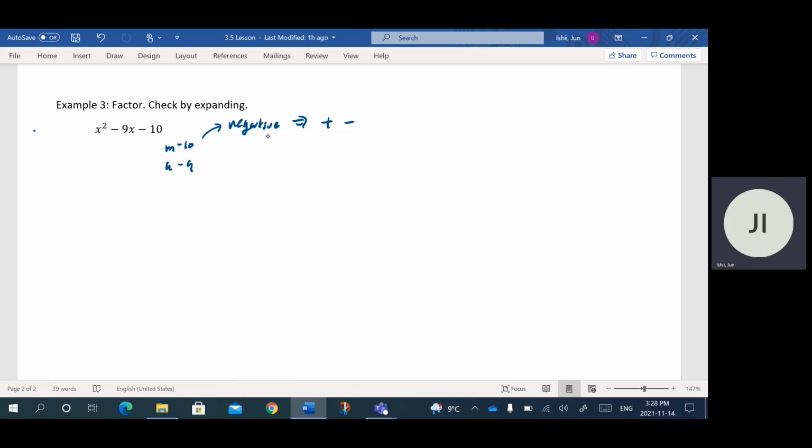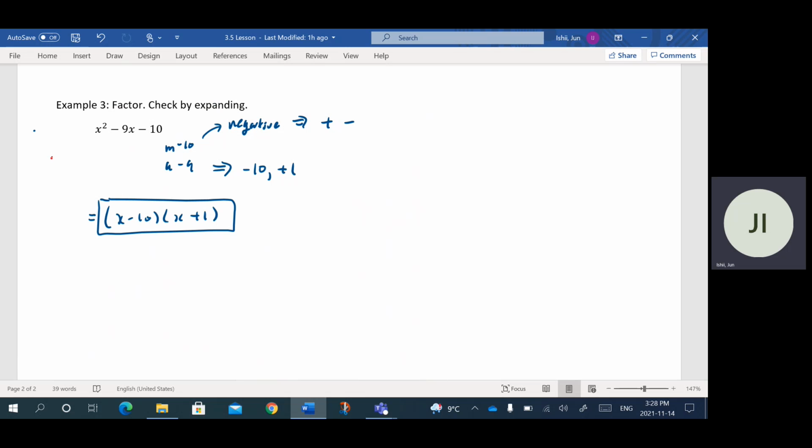Right? So if that's the case, then we want two numbers that add to negative 9. Well, these two numbers have to have a difference of 9. So in this case, what do we got here? Well, 10 times 1, 5 times 2. But if I take negative 10 and positive 1, these will work, because if I add these together, I get negative 9, and multiply them together, I get negative 10. So this is going to equal x minus 10 times x plus 1. We're done. Well, not really done, but we're done factoring it.